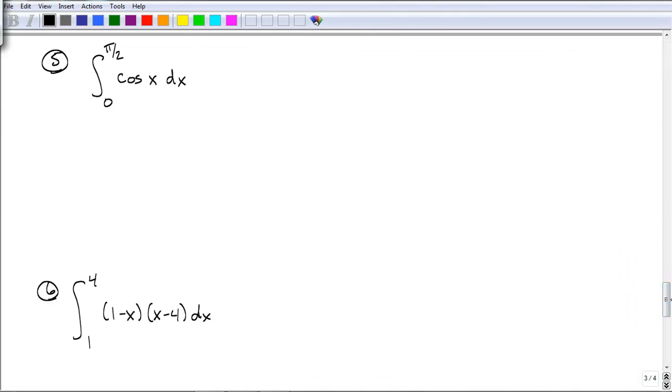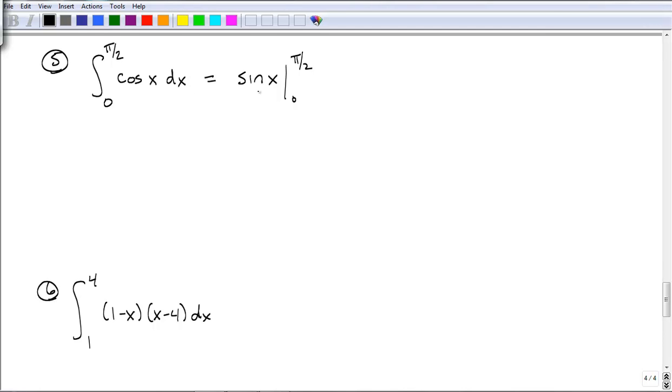Let's try the cosine of x. So to work this out, I have to figure out what the integral of the cosine of x really is. To find the integral of the cosine of x, what do I take the derivative of to get cosine? The derivative of sine gives me cosine. So when I take the integral of cosine, I get the sine of x from 0 to pi/2.